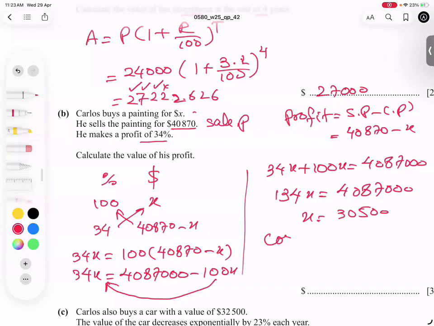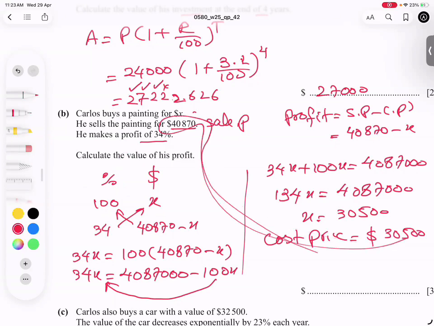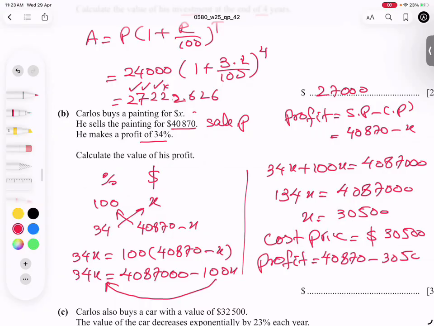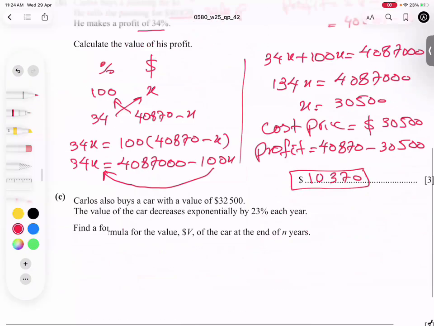It means it's a cost price. So the cost price is $30500. But he said, no, give me the value of profit. So from sale price, subtract this. Profit, you can see in the formula on top. So 40870 subtract 30500. When I subtract 40870 and 30500, I'm getting $10,370. So let's go for the next question, students.